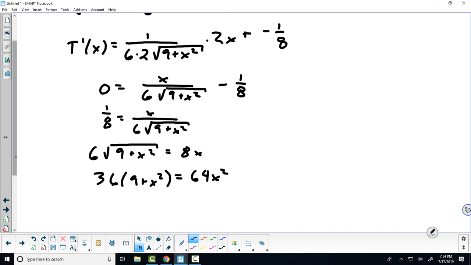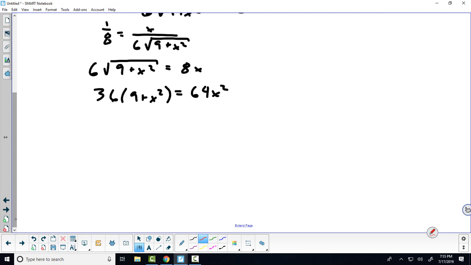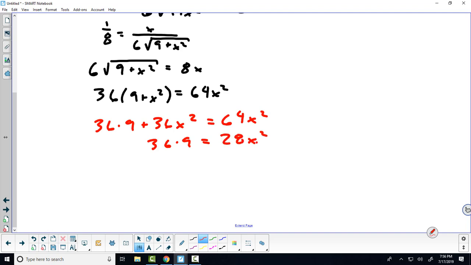Hopefully somebody once taught you, though, if ever you square both sides of an equation, what do you need to do? No? Okay. So let's see here. This gives us the parabola, a messy one. 36 times 9 plus 36x squared is equal to 64x squared. So this gives me 36 times 9 is equal to, subtracting over 36, 28x squared. Is that right, folks? 64 minus 36. Am I crazy? Okay, 28.